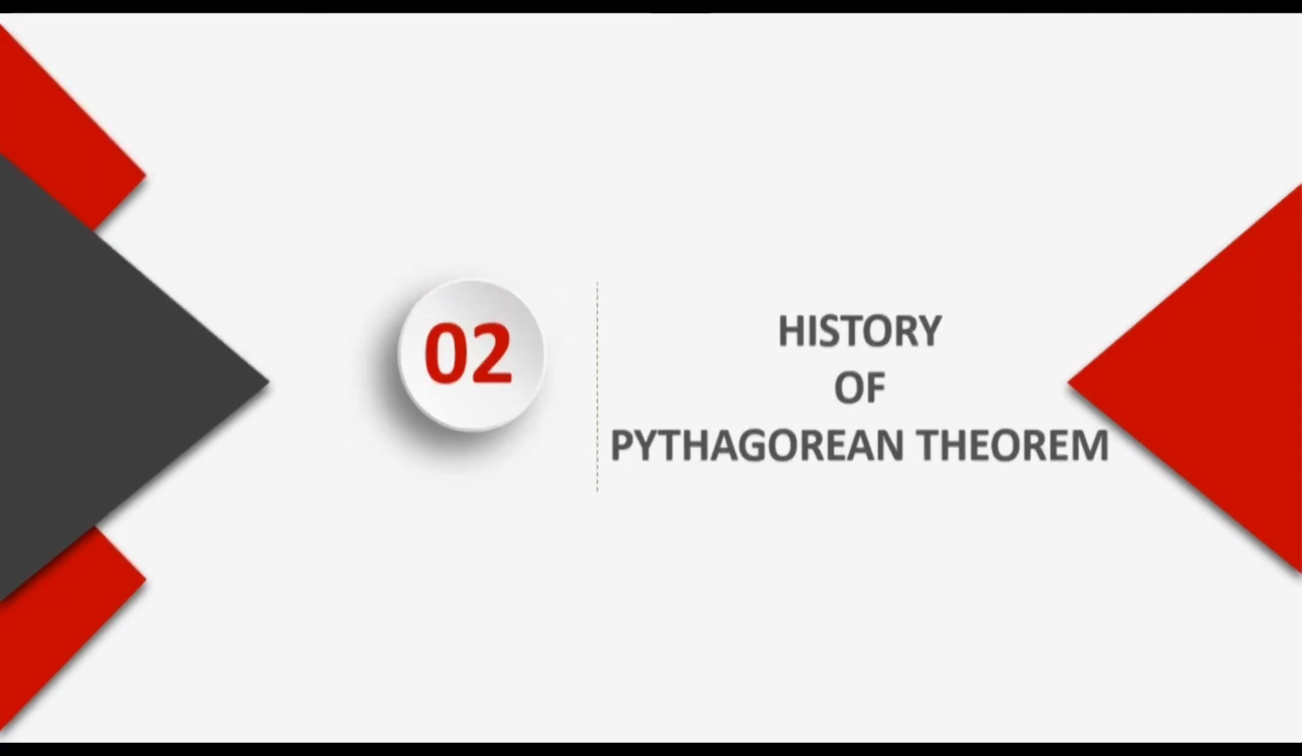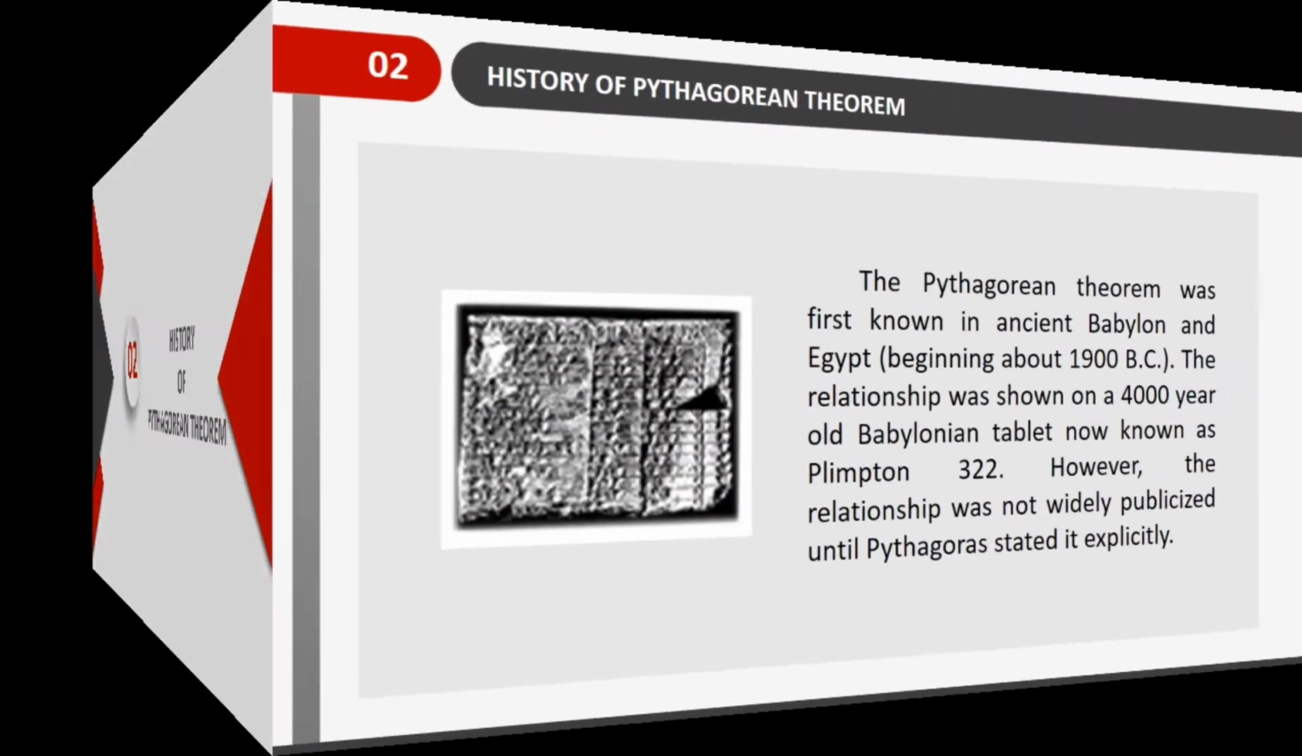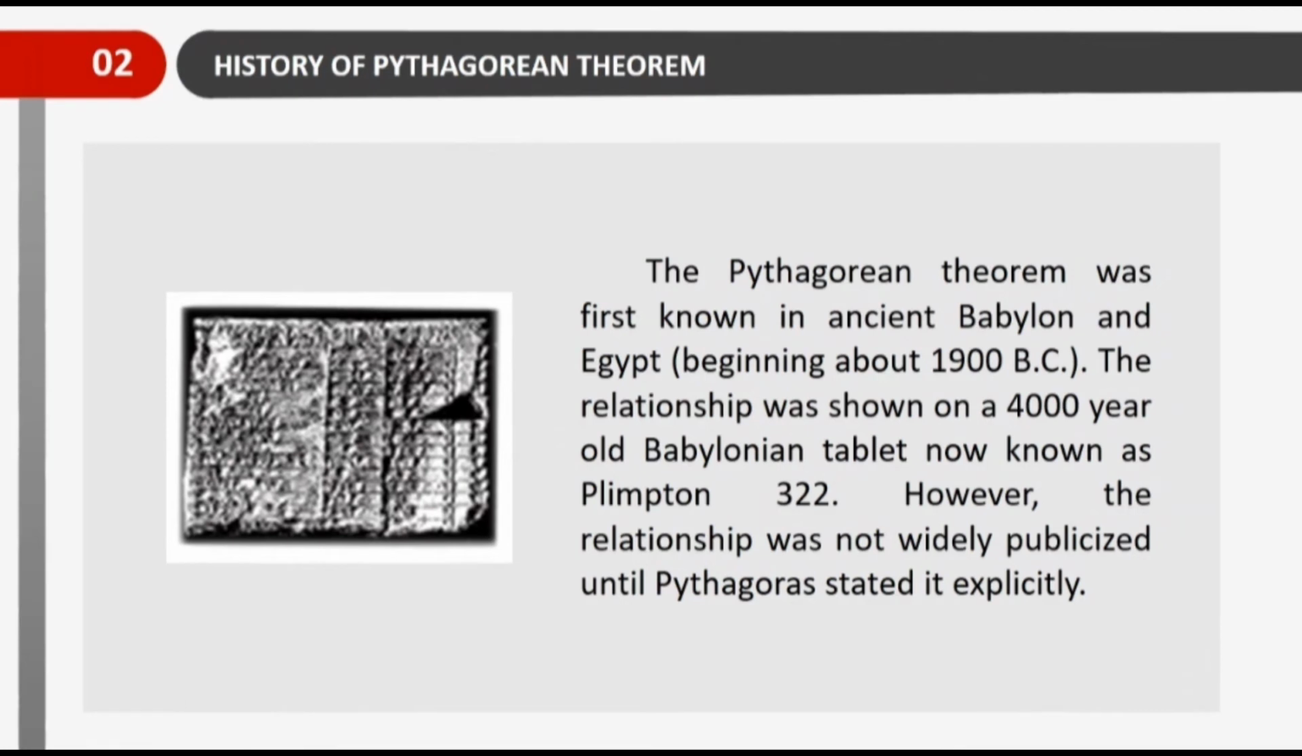History of the Pythagorean theorem. The Pythagorean theorem was first known in ancient Babylon and Egypt beginning about 1900 BC. The relationship was shown on a 4,000-year-old Babylonian tablet now known as Plimpton 322. However, the relationship was not widely publicized until Pythagoras stated it explicitly.